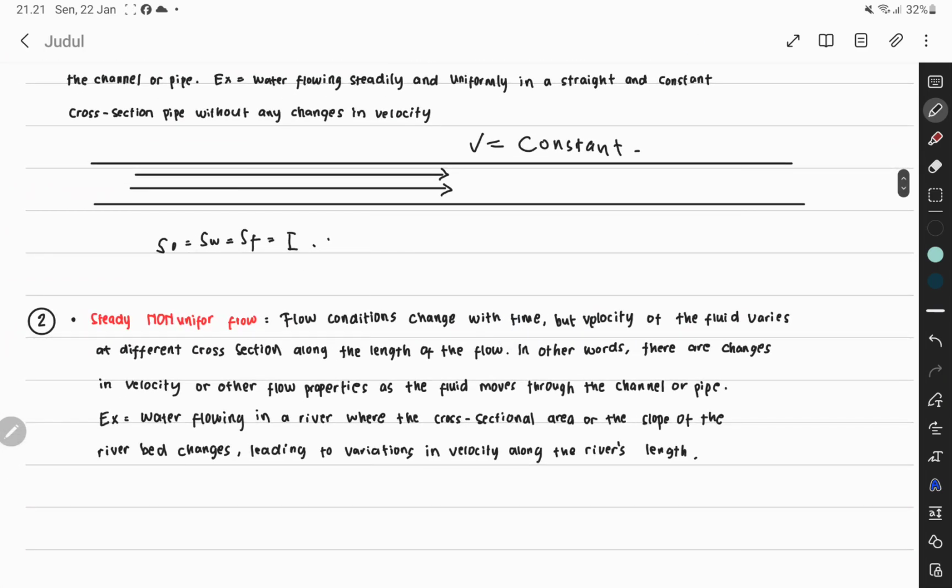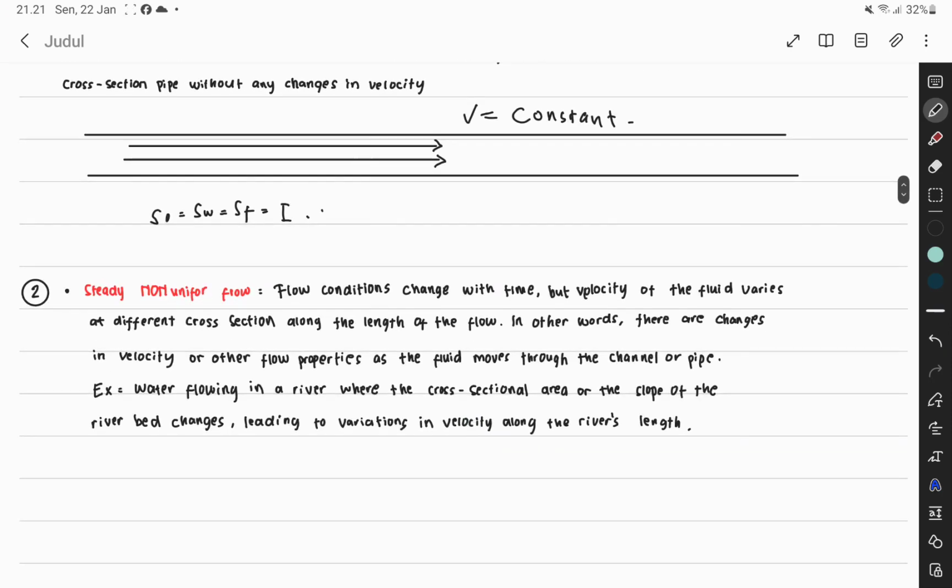And for steady non-uniform flow, it means the flow condition changes with time, but the velocity of the fluid varies at different cross-sections along the line of the flow. In other words, there are changes in velocity or other flow properties as the fluid moves through the channel or the pipe.